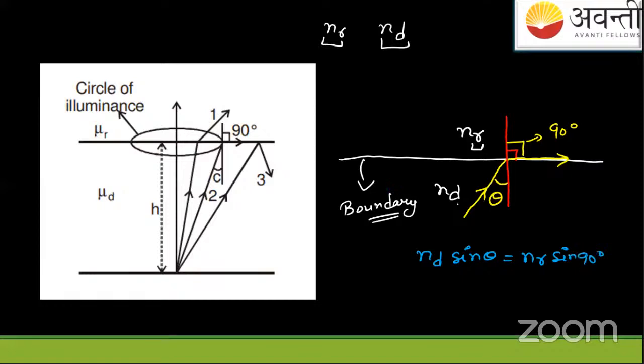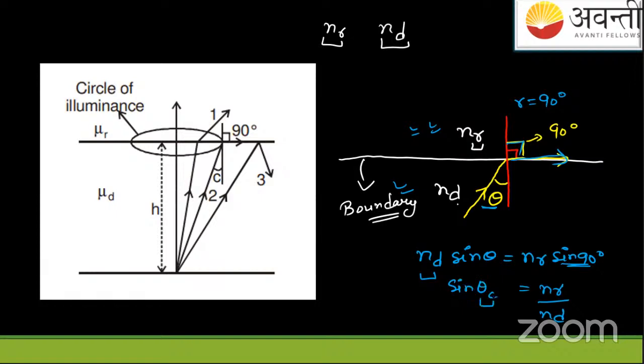Suppose this is oil and this is water. Why am I saying oil and water? Because water is a rarer medium than oil. And if we take air also, then air here is a rarer medium than this denser medium. So I'll write ND, which is the denser medium, and of course this is sine 90 degrees, which is 1, NR. So you will get this critical angle theta, for which this refracting ray, I'm not saying reflecting, I'm saying refracting ray, is grazing the surface and the angle of refraction is 90 degrees. So this will be equal to sine theta.